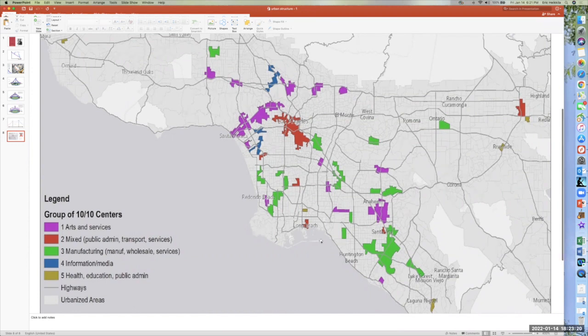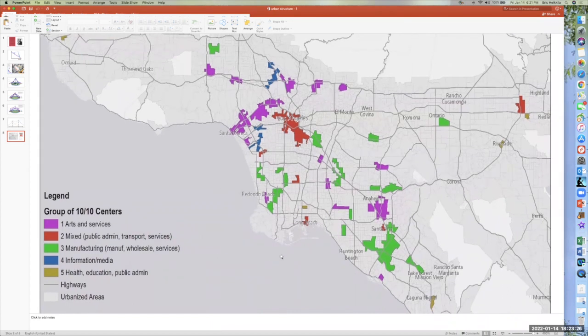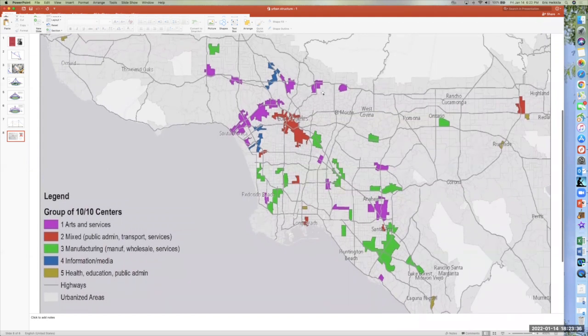distinct land use activities. Some are centers affiliated with arts and services, others with a mix of public and administrative services. Others are manufacturing type centers, others are information oriented, others are health and education oriented. So there are a number of clusters and attractors that stand out when you look at the data on land use and on land prices, in places like Los Angeles. And this is true of many other cities around the world as well.